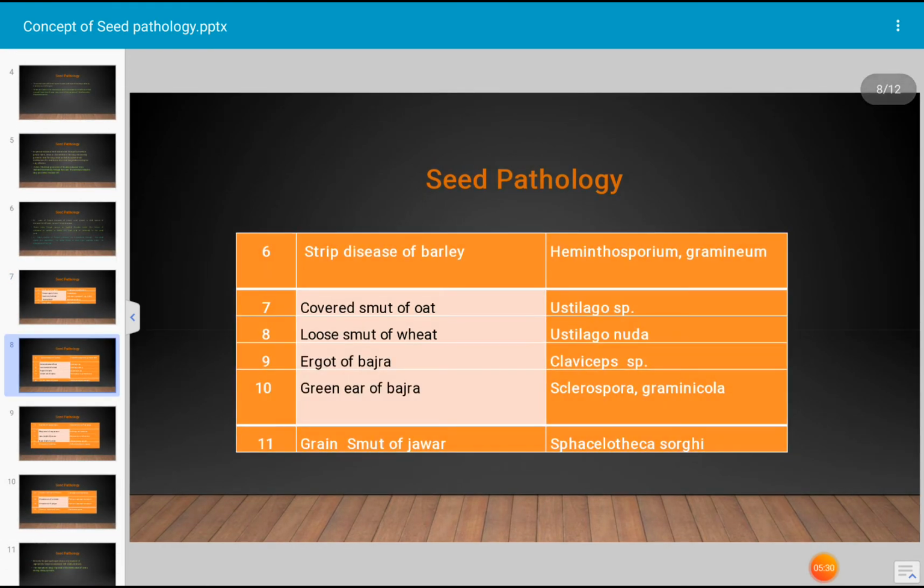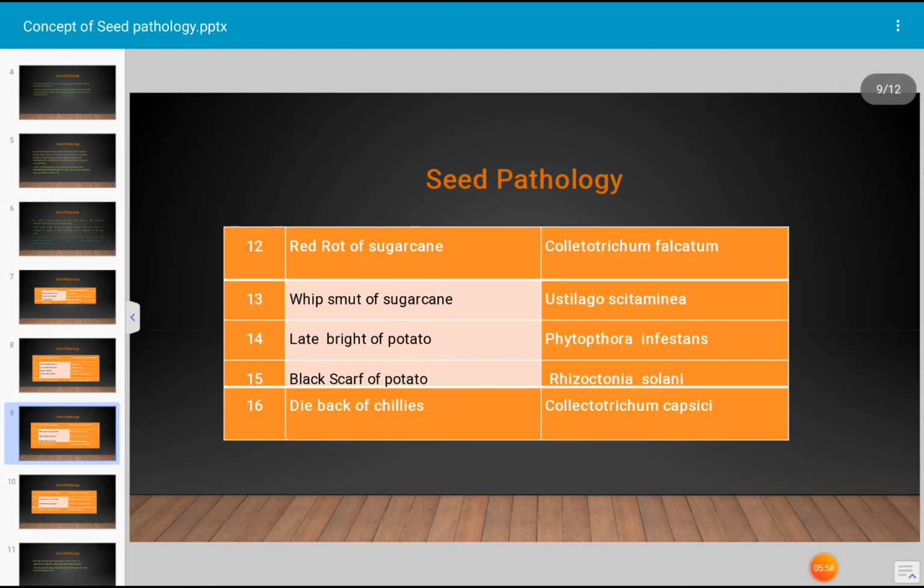Stripe disease of barley, Helminthosporium is the pathogen. Covered smut of oat is caused by Ustilago. Loose smut of wheat is caused by Ustilago nuda. Ergot disease of bajra, Claviceps species. Green ear disease of bajra, Sclerospora is the pathogen. Grain smut of jowar, that is sorghum, is caused by Sphacelotheca sorghi. All these pathogens are carried through the seed.